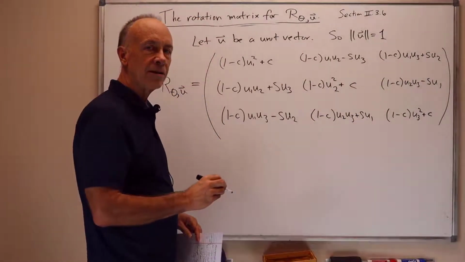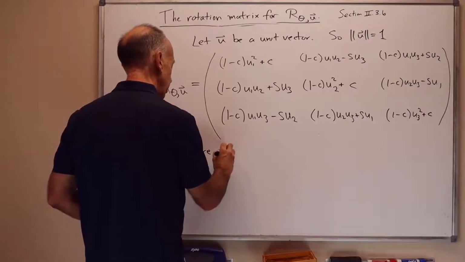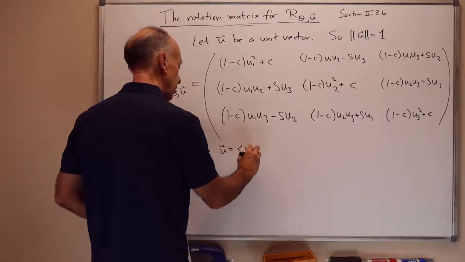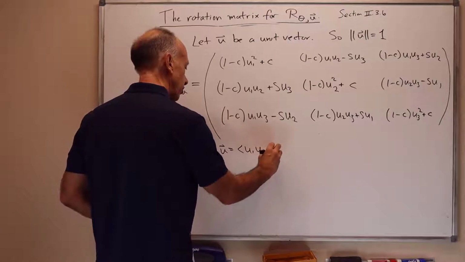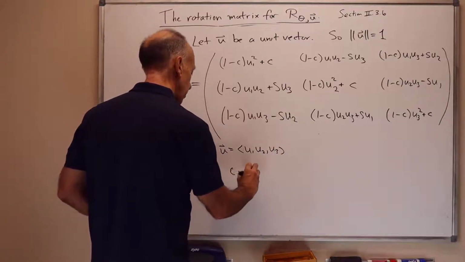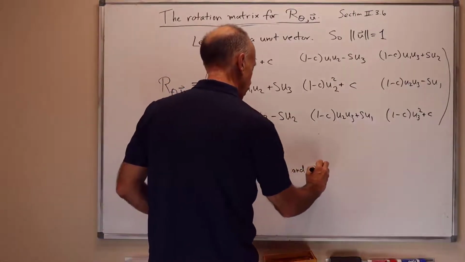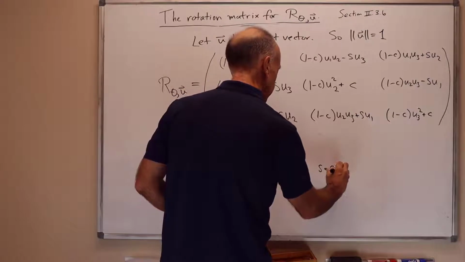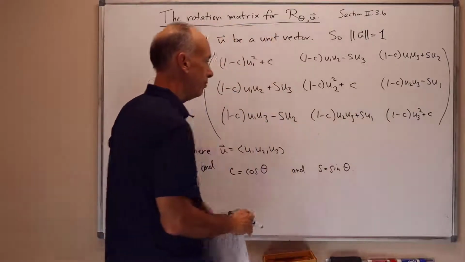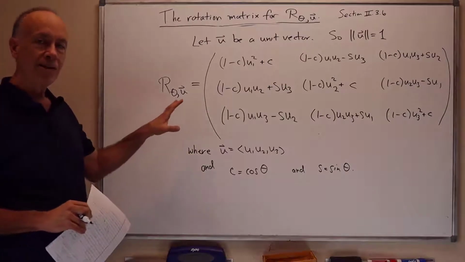So I think this is all written up. Let me just clarify some things here. This is where the vector u has components u1, u2, u3, and where c equals cosine of theta, and s equals sine of theta. So it's a pretty big matrix, right?